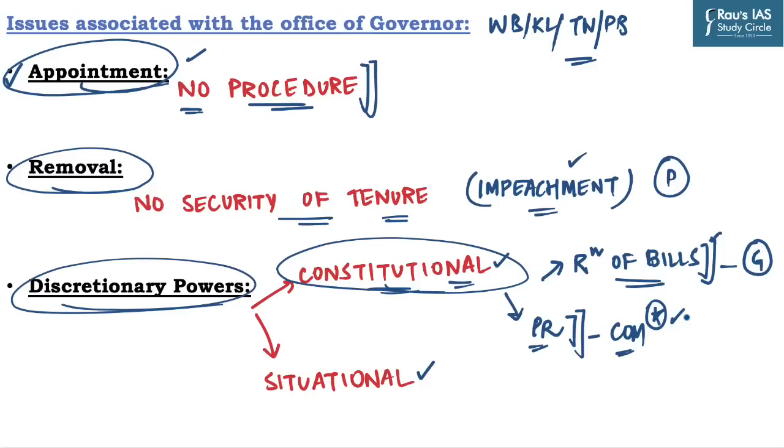He has also been given situational discretionary powers, and they are associated with the situations that occur in that particular state. The first one is the appointment of the chief minister when no party has a clear-cut majority in the state assembly. And there are many recent examples of this situation which we have witnessed in Madhya Pradesh and Maharashtra. Hence, it is an important issue related to the office of governor.